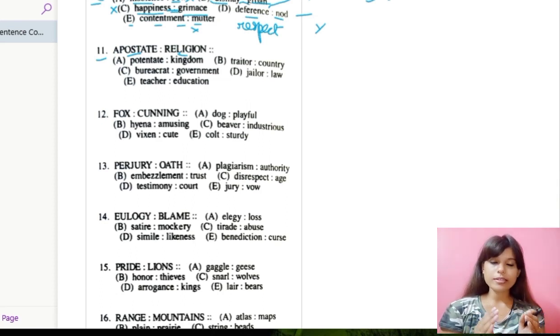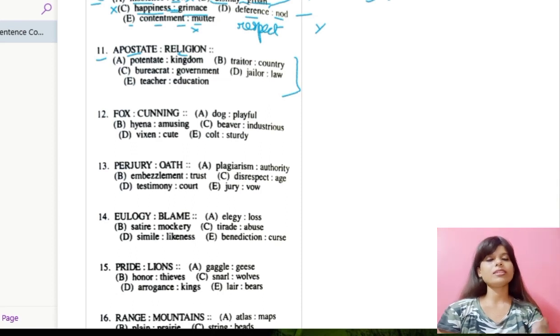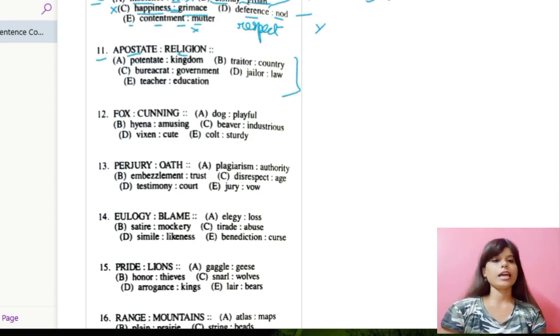And that particular relationship we need to find out between the words which are given here, and the one that suits the relationship will be the correct answer. Like, we have to find out the exact relationship which is portrayed in the question from the options below, and we have to choose the correct option. So let's start. Apostate and religion.